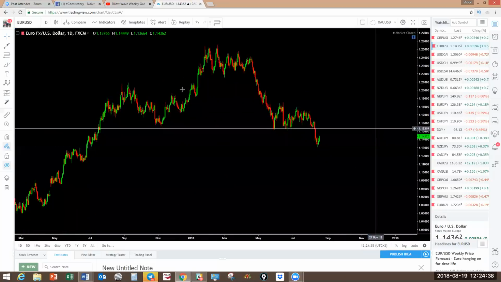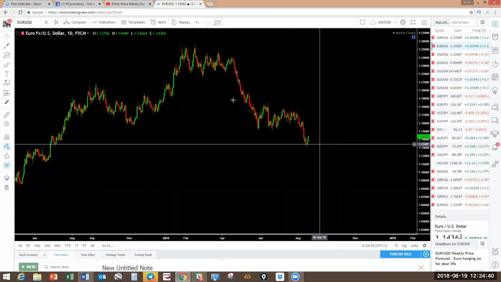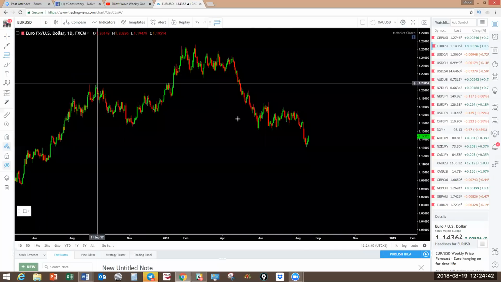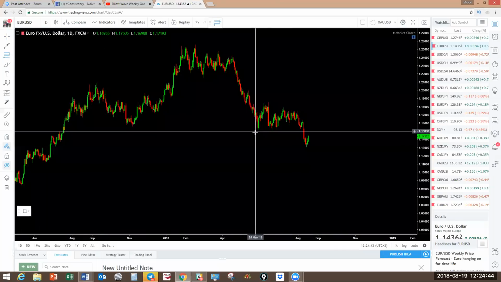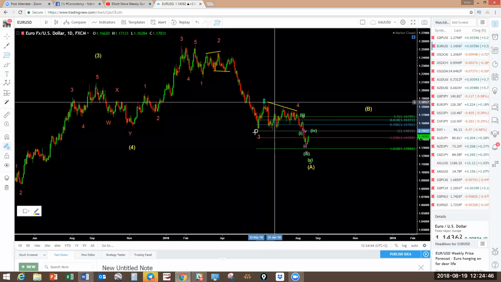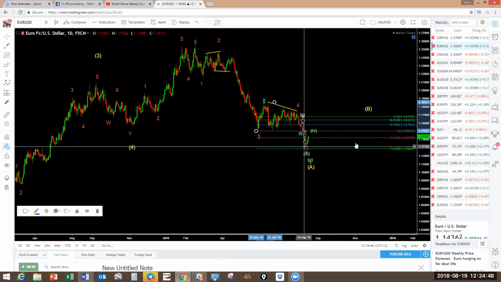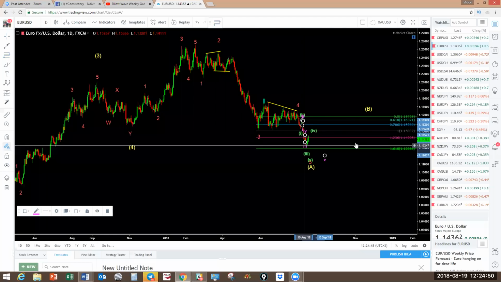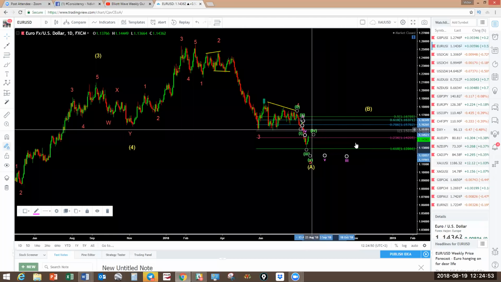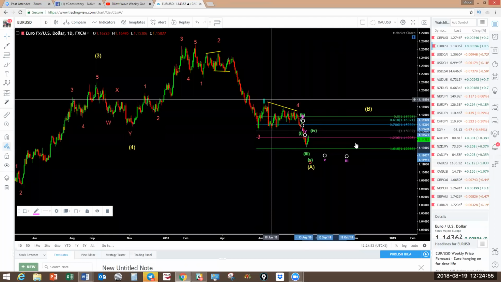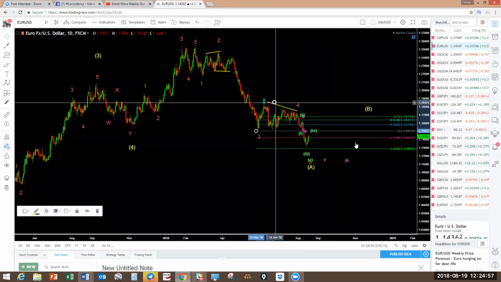Right, Euro US dollar. Last week I indicated that this was going to end around the 1331 area. Okay, that is exactly where it reversed, but I do not believe that that is the area where we want it to be. Okay, let's just get that one done here.